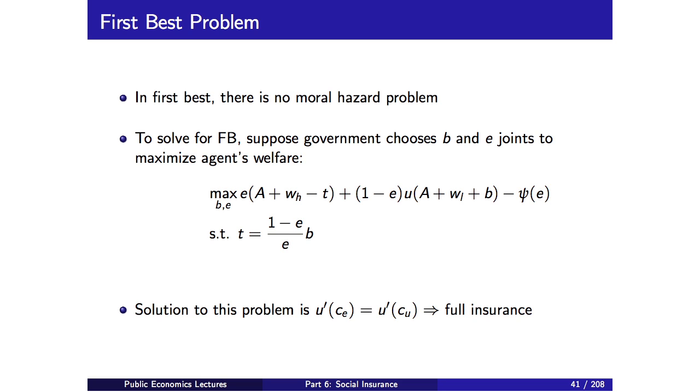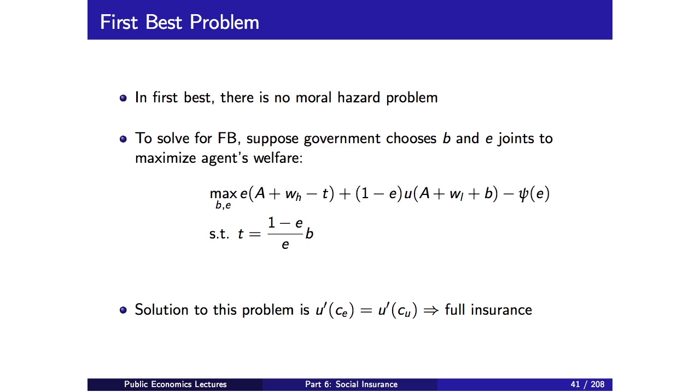So as a benchmark, as in all of these analyses, we usually just start by thinking about what happens in the first best. So first best is the case where there's no moral hazard problem. That is, there's no information problem. Or another way to think about it is that the government can choose both the benefit level and the agent's effort. So there's no issue of the agent choosing effort suboptimally given the government incentives because the government's controlling everything.